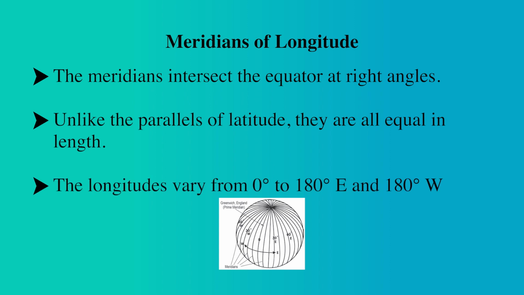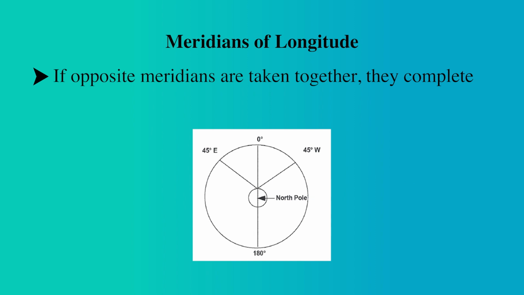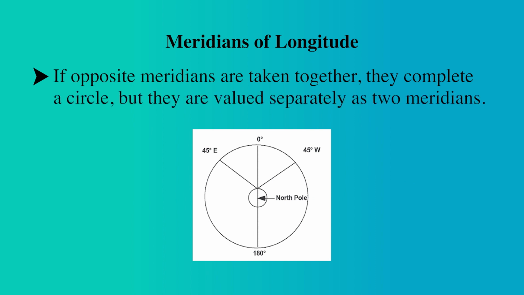The longitudes vary from 0 to 180 degrees east and 180 degrees west, thus 360 in total. If opposite meridians are taken together, as we see in this diagram, they complete a circle, but they are valued separately as two meridians, as shown in this diagram. One is 0 degrees and the other is 180 degrees.